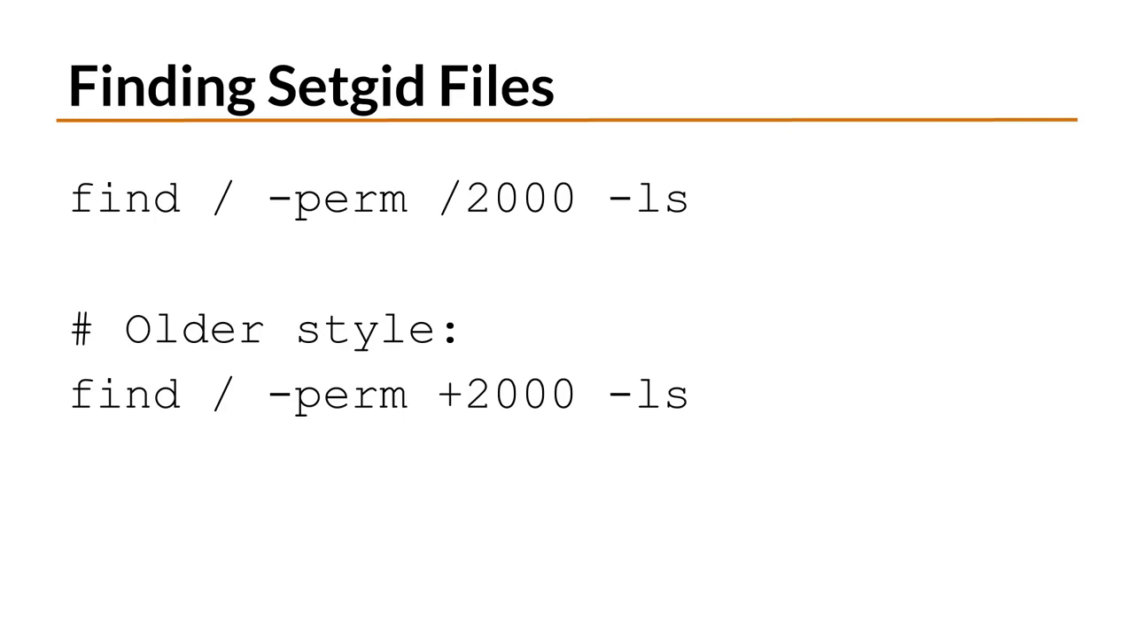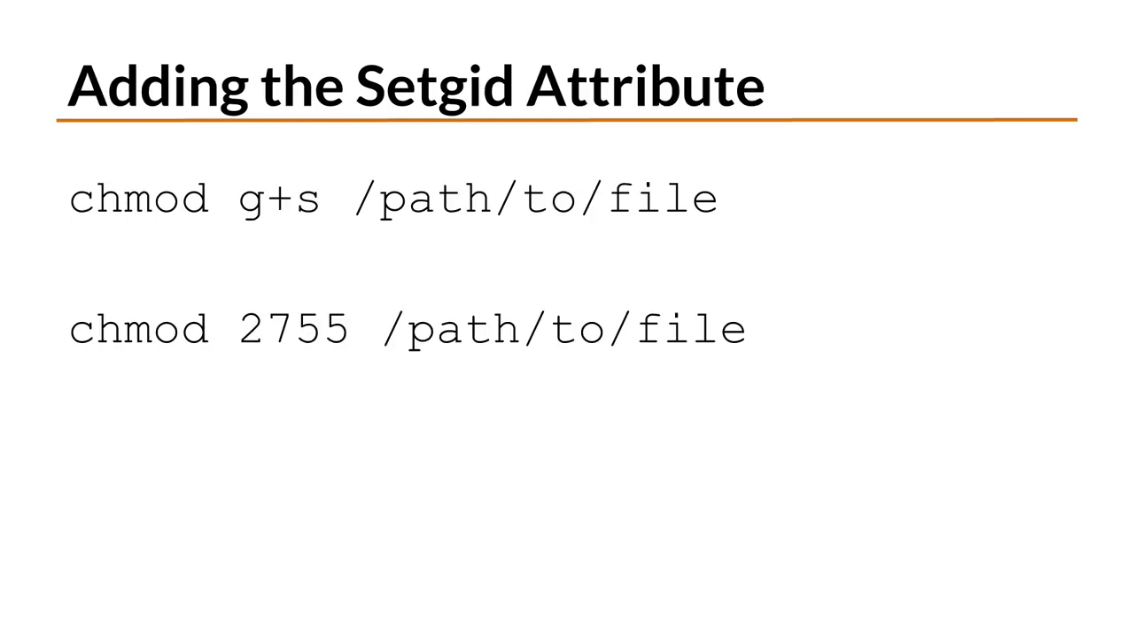To add the setgid permission to a file, use chmod g+s or use a 2 in the first field of the permission string. For example, you could run chmod 2755 on a file to turn on the setgid attribute, allow the owner of the file full permissions, and everyone else the ability to read and execute the file.